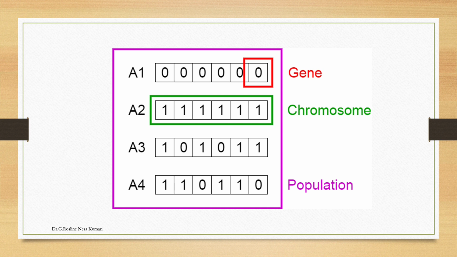With this figure itself, we can understand what a population is. See, A1, A2, A3 are the individuals. So the combination of all the individuals is called the population, and each whole individual is called the chromosome. Within that, one part, which is only one bit, is called the gene. So the combination of all the genes is called the chromosome. The combination of all the individuals is called the population.